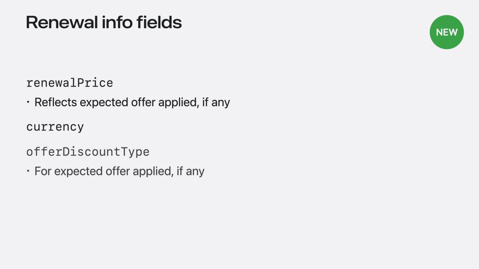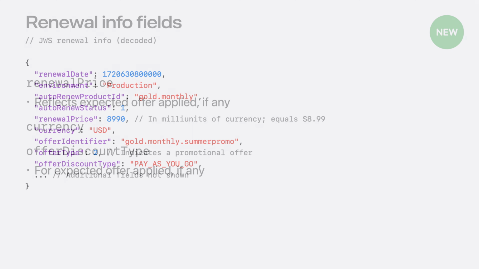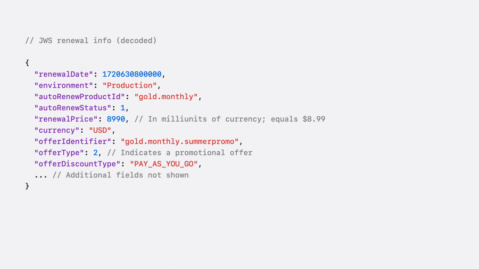Our APIs also provide renewal info for each of your customers' subscriptions, so you can understand what will happen the next time the subscription auto-renews. I'm happy to share that 3 new fields are now available in the renewal info as well: renewal price, currency, and offer discount type. These new fields will help you understand the expected display price and offer payment mode that will apply at the next renewal of a subscription. Here's an example of the decoded renewal info for a subscription.